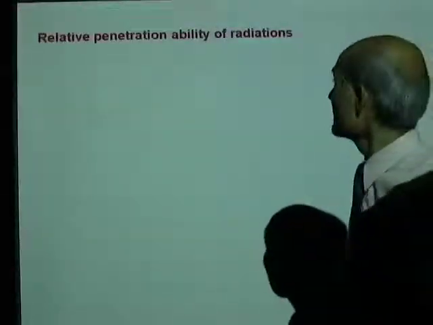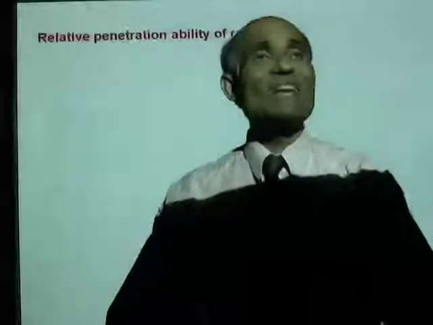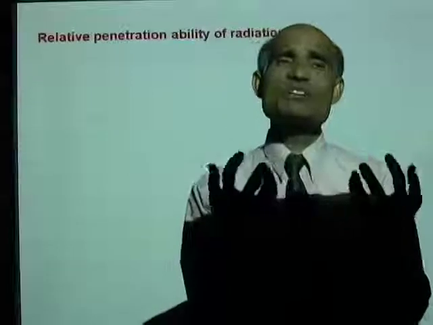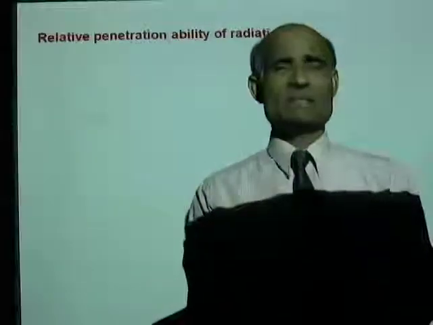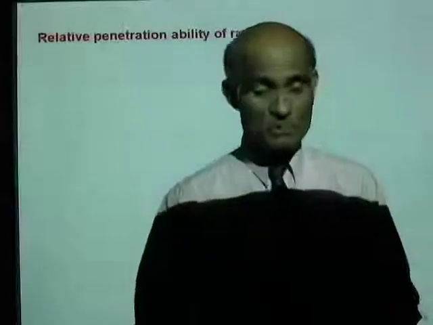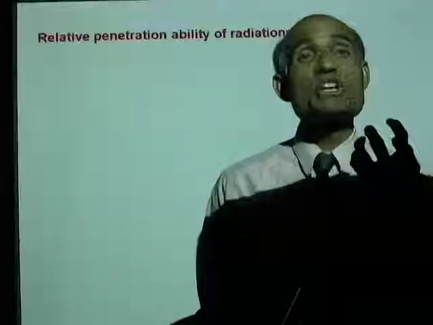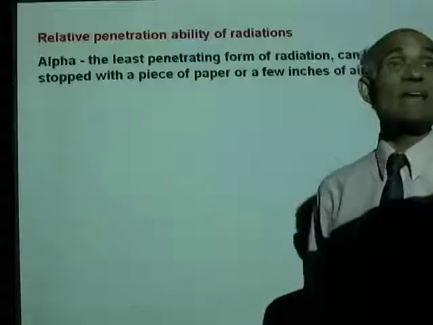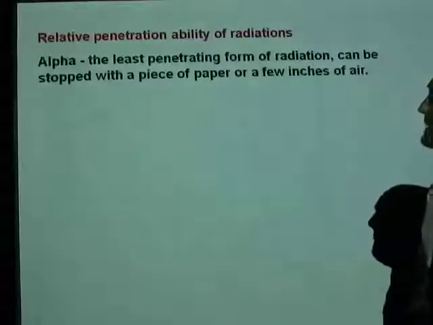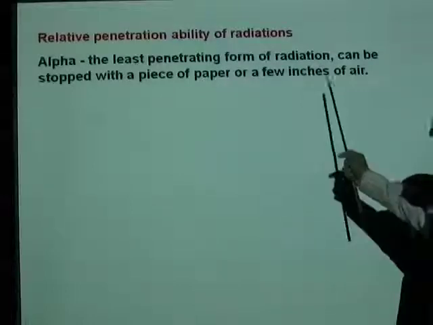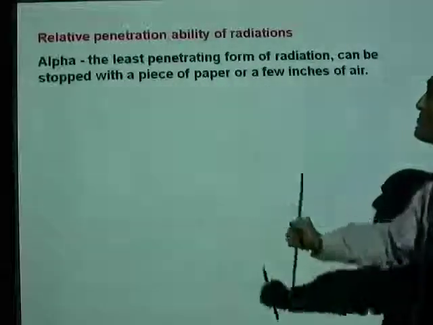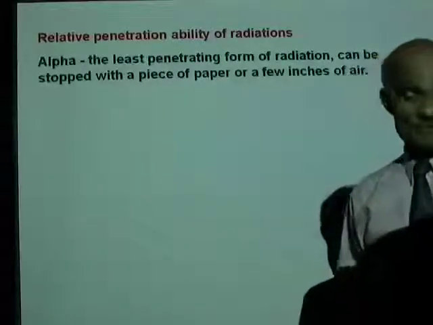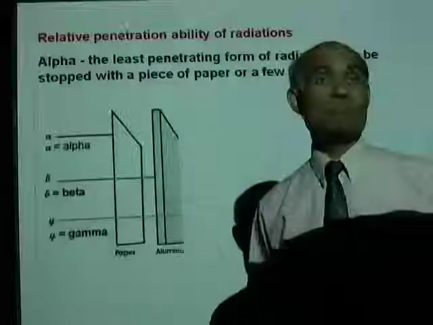All right. So that takes us to the relative penetration ability of radiations. Which of these radiations have greater penetrating ability? Well, obviously, we know alpha radiations do not penetrate much, but gamma radiations are very highly penetrating. Alpha, the least penetrating form of radiation, can be stopped with a piece of paper or a few inches of air. So they are not very highly penetrating.